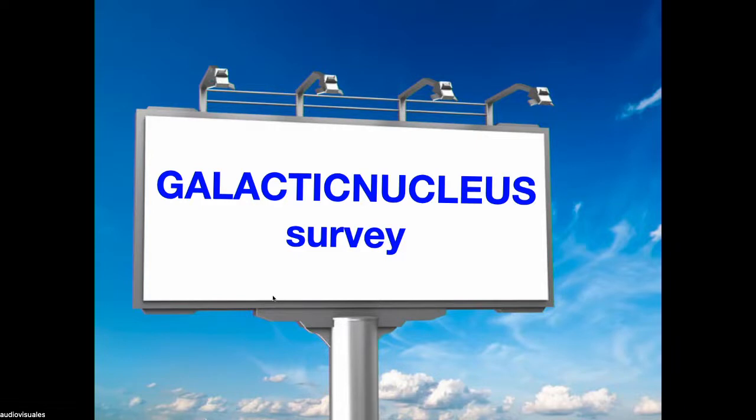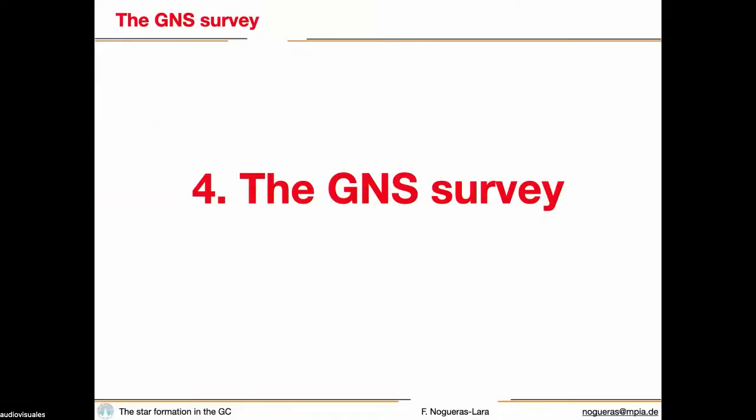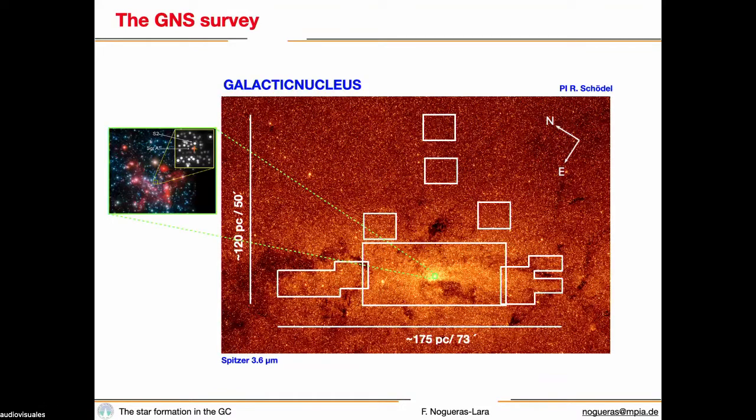And the main results that I'm going to present here are related to this Galactic Nucleus Survey. So now let's talk a bit about the survey. So this is, again, the Spitzer image of the innermost regions of the galaxy. And here you can see the regions that we are covering with the Galactic Nucleus Survey. Just to put you into context, here we have the nuclear star cluster and the supermassive black hole at the center of the whole thing.